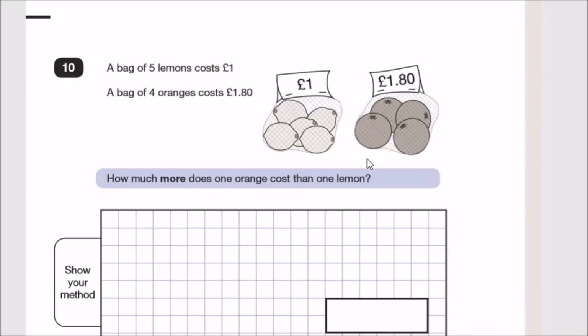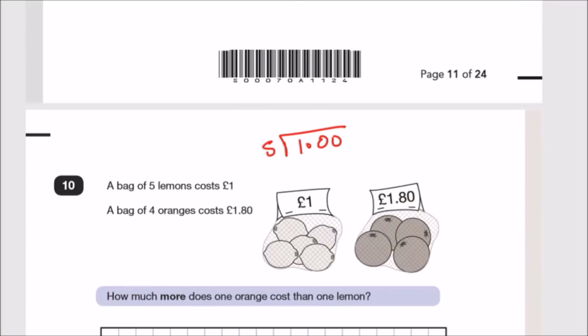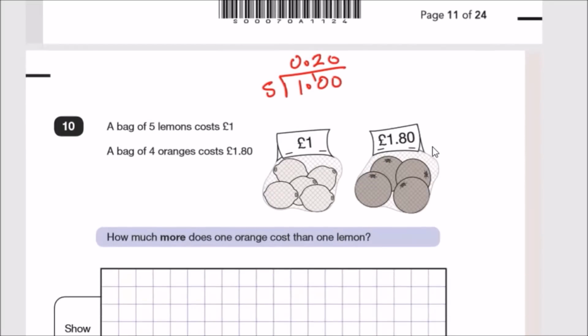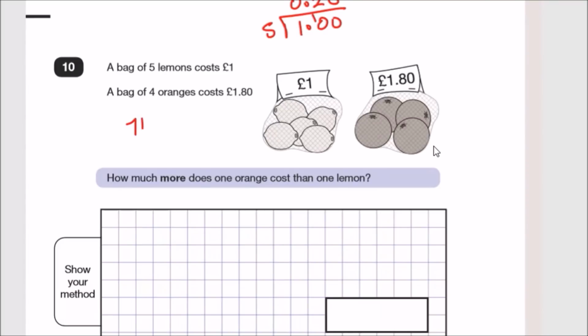Right. So a bag of 5 lemons costs £1. So 5 lemons, £1, meaning a single lemon, if you divide it by 5, so 5 into £1, you should realize it's 20p. So this should give you exactly 20p. 5 into 1 goes nothing, carry the 1. 5 goes into 10 2 times, and 5 goes into nothing, nothing. So 1 lemon is 20p.